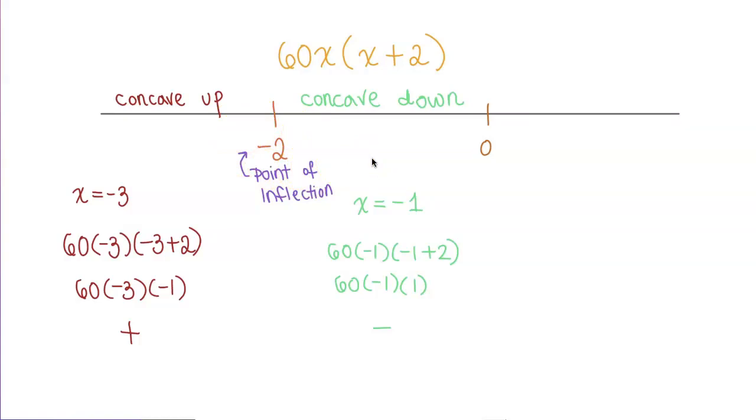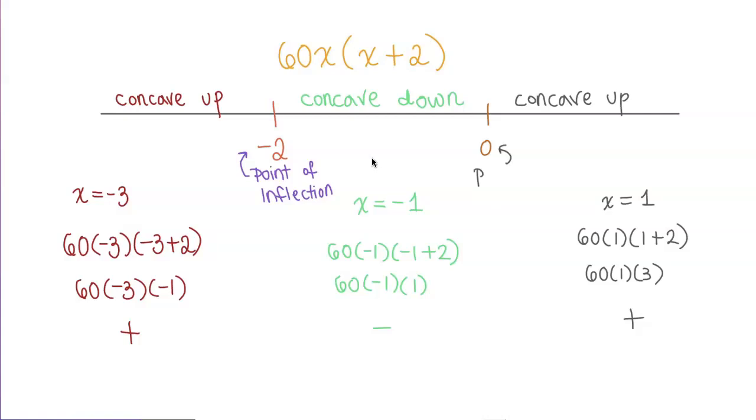A number that is bigger than 0. I'll do 1. If I plug 1 into the second derivative, I will get 60 times 1 times 3. If I multiply 3 positive numbers, I will get a positive number. This interval is concave up. Yay, look, the concavity changed at x equals 0. This has to be a point of inflection.